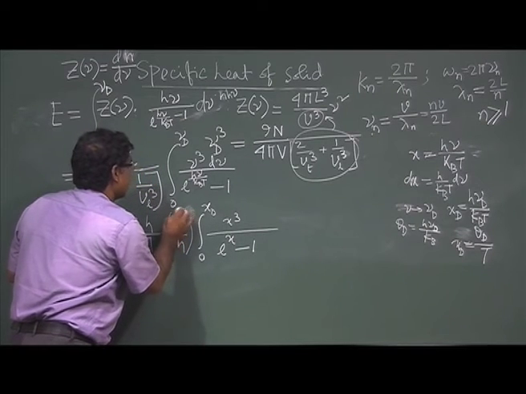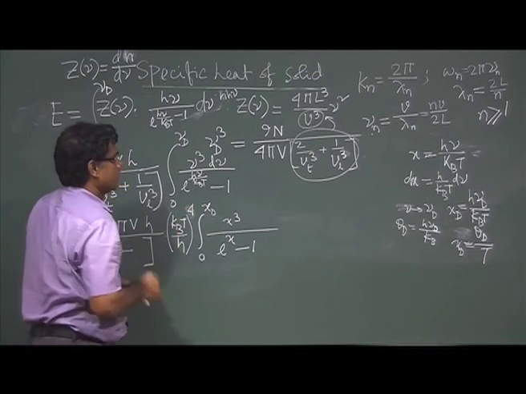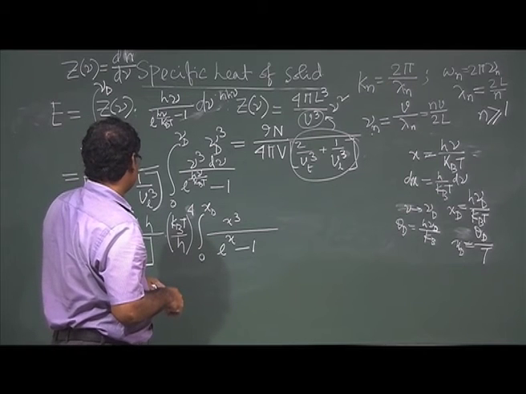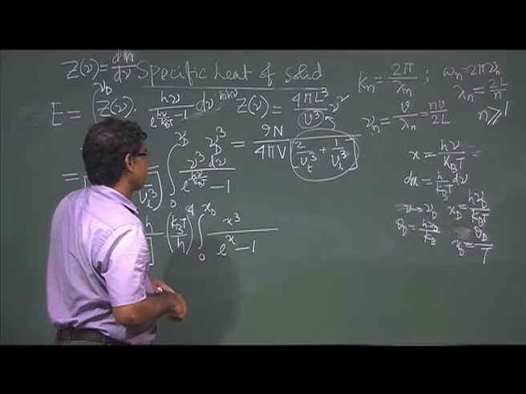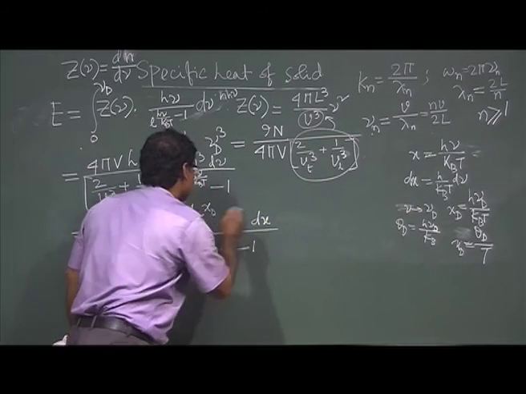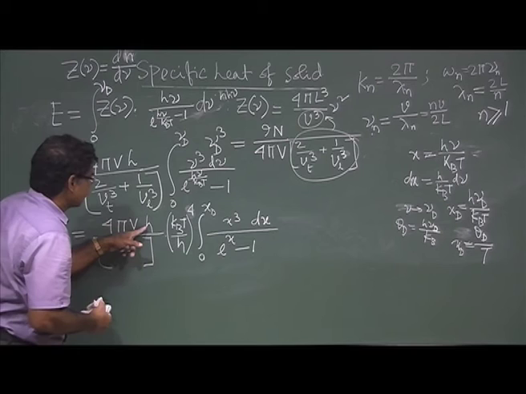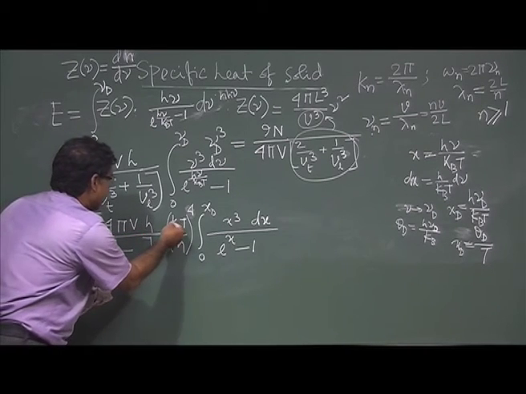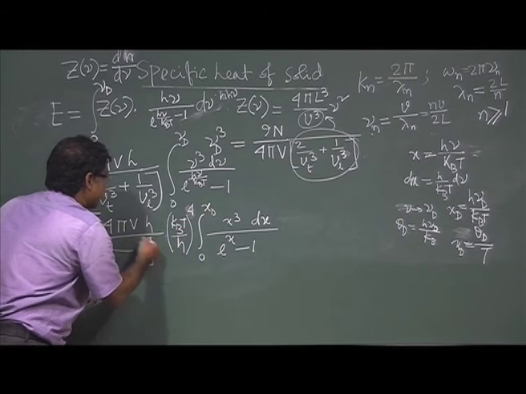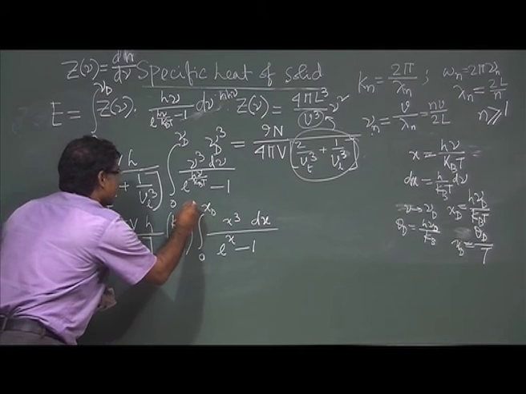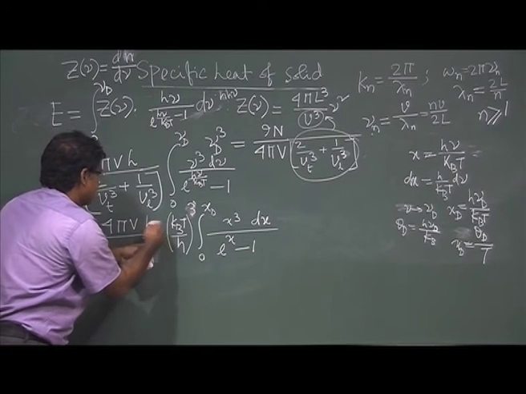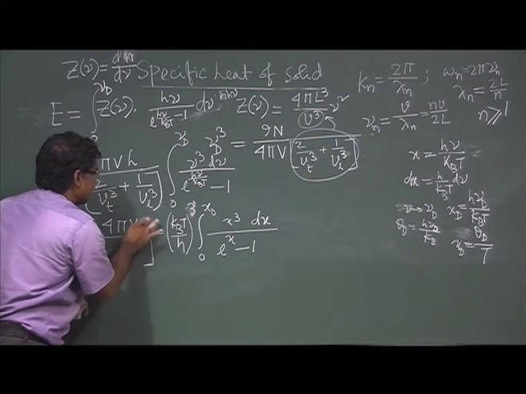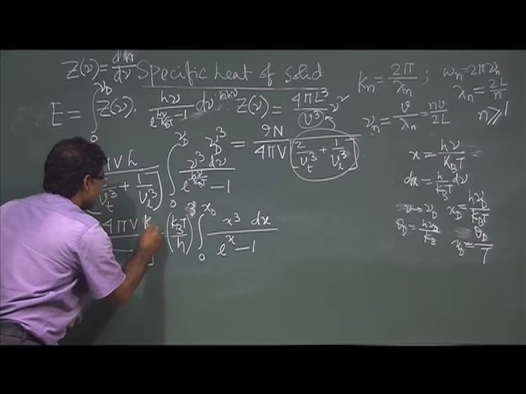So, kbt by h, it will be 4, okay, into dx. Now, here h is there. So, what can I do? I can take kbt by h out, and keep the 3. So, kbt by h, so h will go. Here basically h goes, so here kbt.